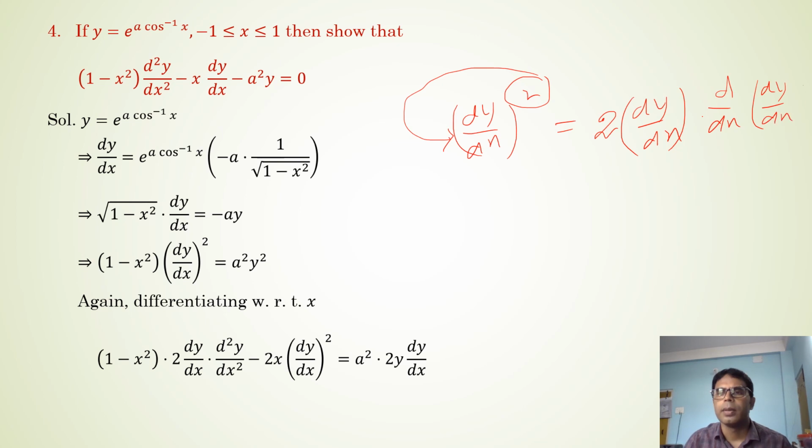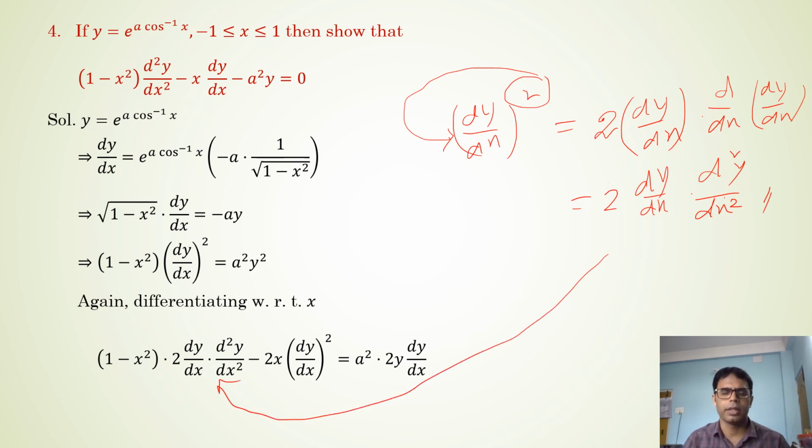Is that clear? d/dx of dy/dx is simply, 2 dy/dx is already here, times d/dx of dy/dx, which means the second derivative of y with respect to x. This result is directly written here. You understood that. Then the second part remains the same, (dy/dx) whole square will remain the same, and you take the differentiation of 1 minus x square, and that is simply minus 2x. This whole square term remains the same.